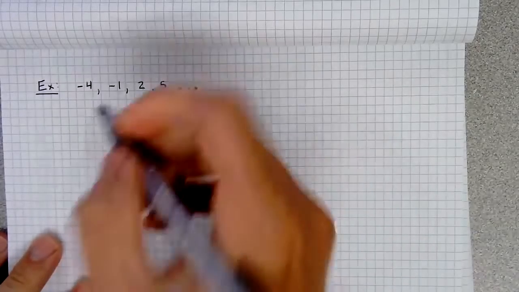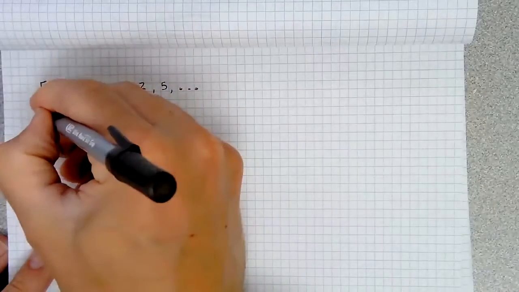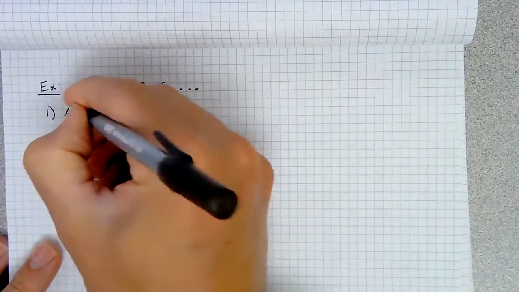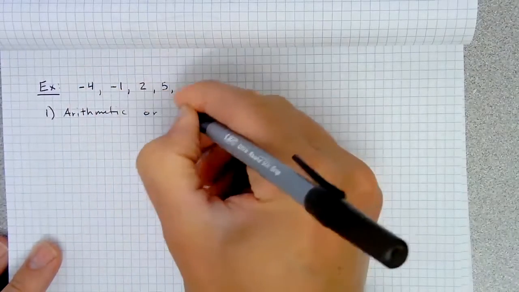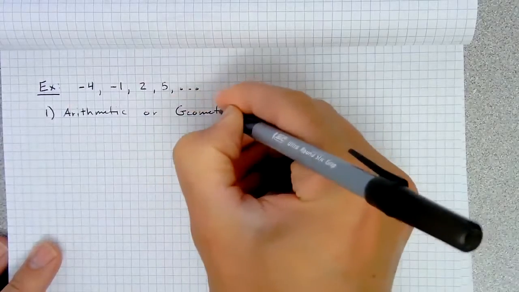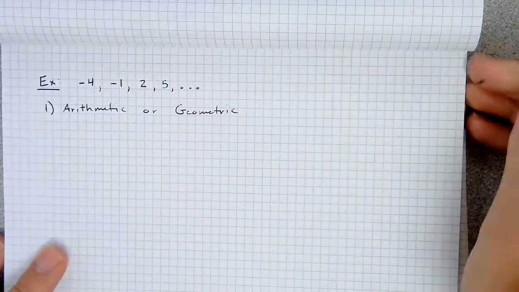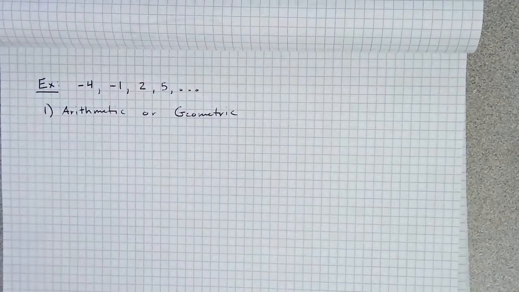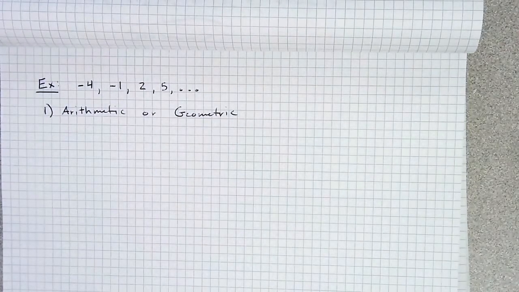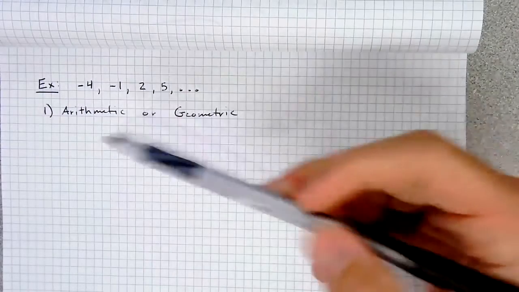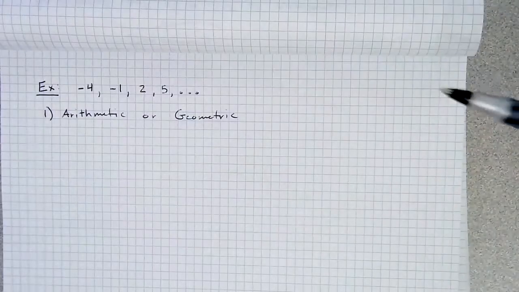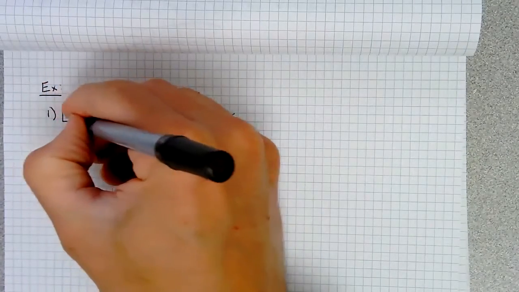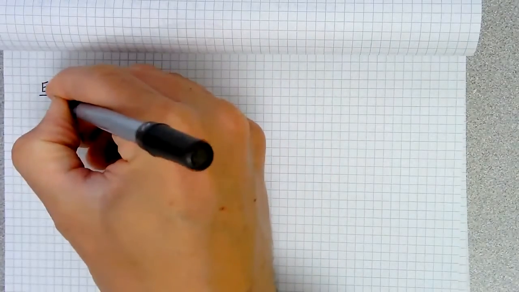Okay, so here we have -4, -1, 2, 5. So the first thing we have to identify is, is it arithmetic or geometric? So identify, are you adding or multiplying between each term? Hopefully you're able to recognize that we are adding 3. So this sequence is arithmetic.